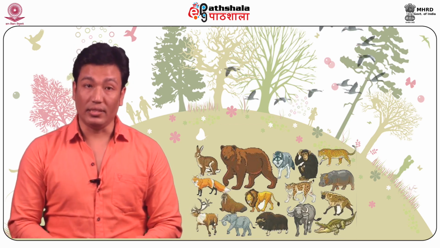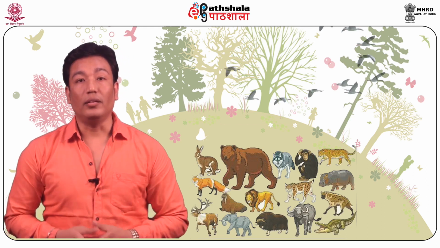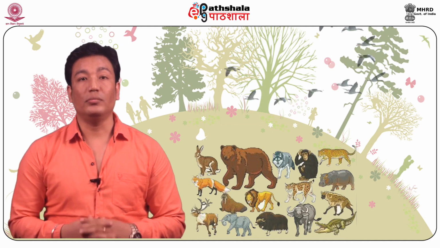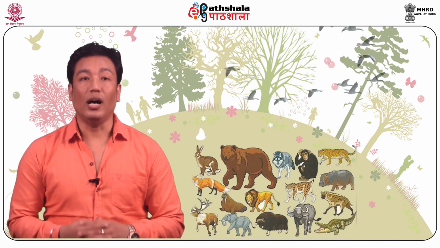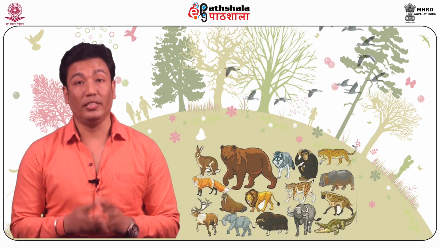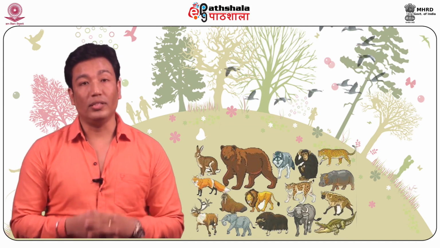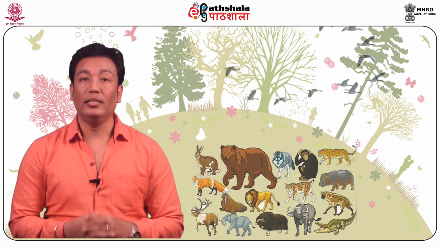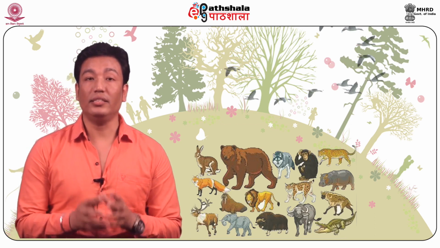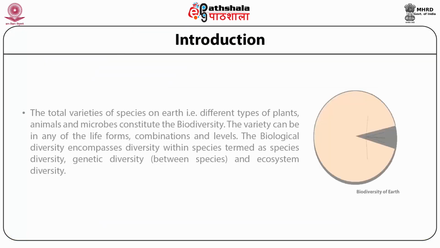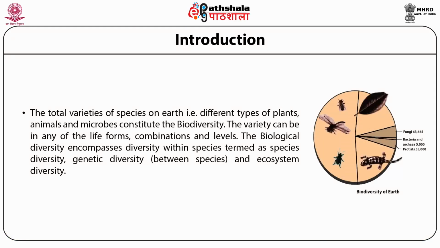In 1988, Wilson believed that almost 10 to 80 million species are present on earth, out of which only 1.4 million are known to us. However, we are losing diversity in life forms, which can result in grave consequences. The total variety of species on earth, that is, different types of plants, animals and microbes, constitutes biodiversity. The variety can be in any of the life forms, combinations and levels.